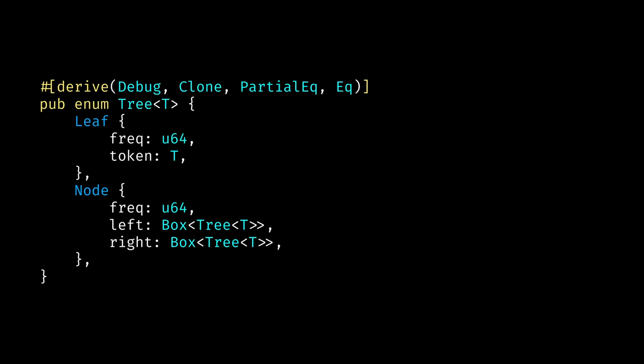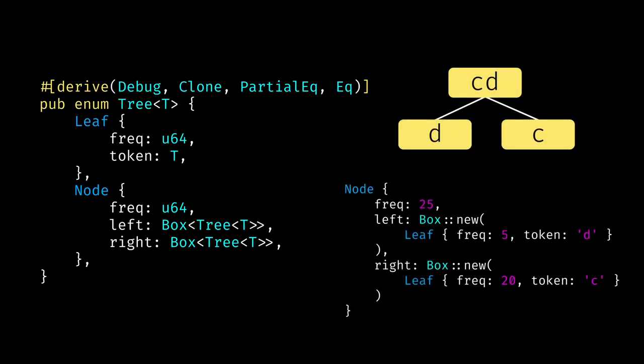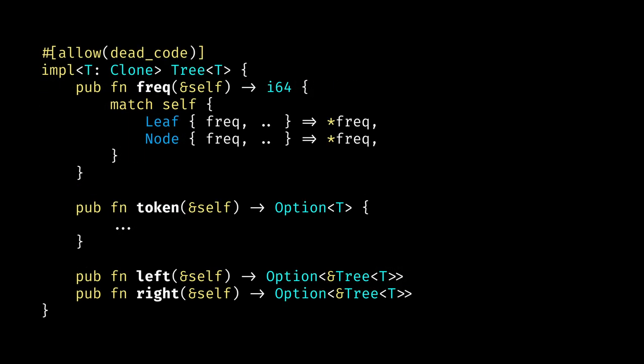Second variant in the tree enum is node. Node will also have frequency because remember, we need to sum frequencies of the children to build nodes. And the node will have left and right children. Now let's look how a little snippet of our example tree will be represented in this case. For convenience and for us to be able to write tests, I also added several accessor methods. Pretty much all those functions look like the frequency function you can see here.